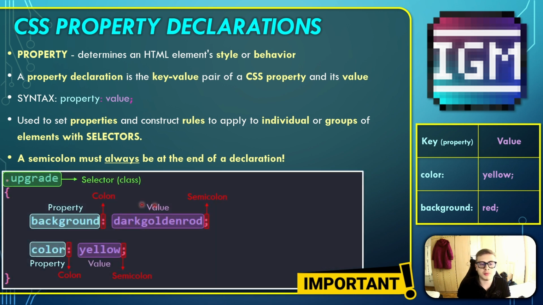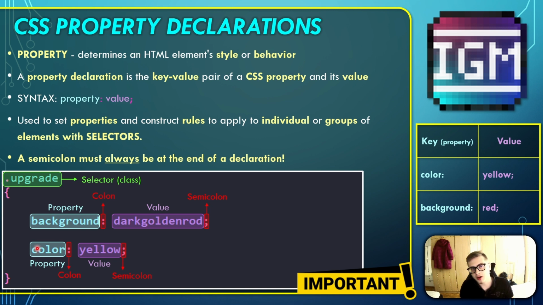Next up, let's take apart this scary looking diagram that I created, and you might have noticed it already, but this is just the code for the upgrade class, which we modified in the last episode to style our upgrades. So first of all, we have the selector here, in our case a class, followed by curly brackets, and this is just normal selector syntax, which we learned in the last video. But next is where our property declaration begins. Here we can notice the key and value pair of a CSS property and its value.